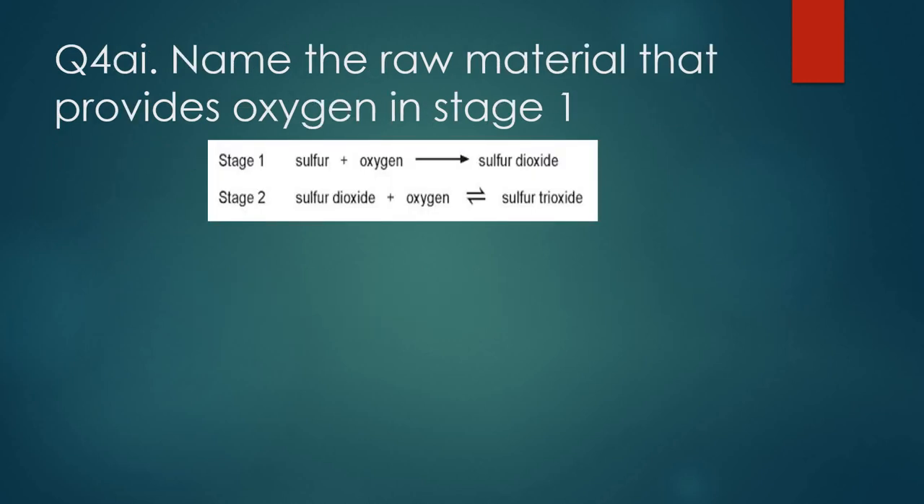Name the raw material that provides oxygen in stage 1. This would be air.